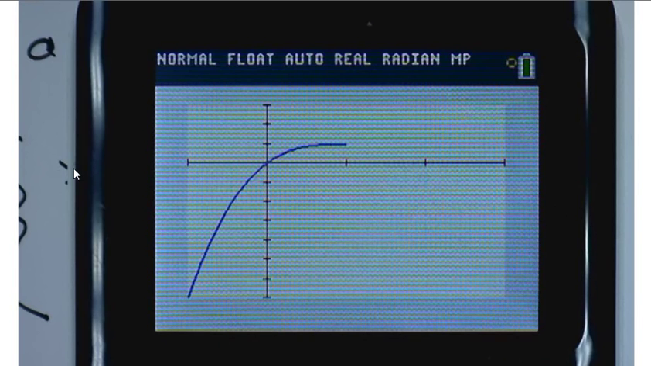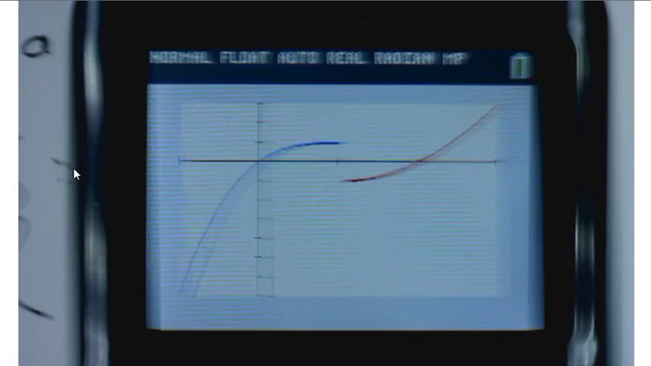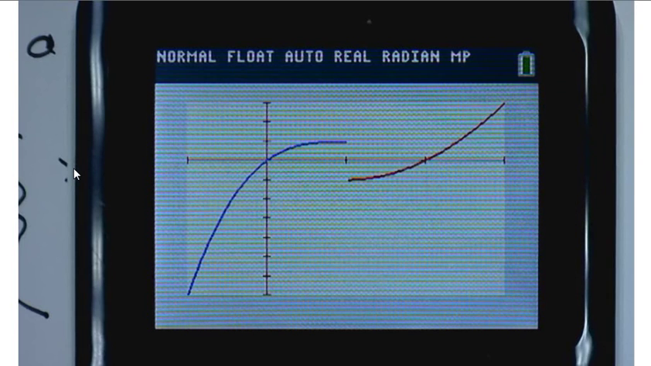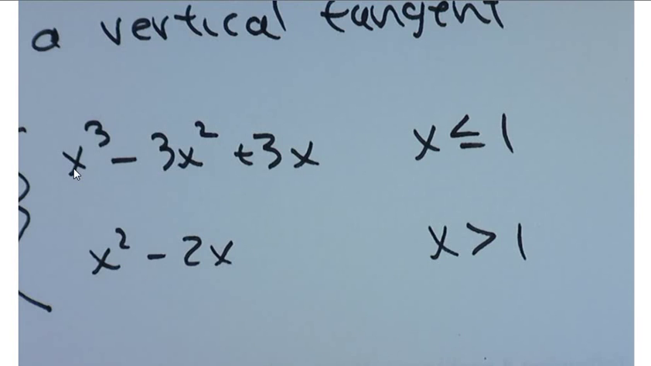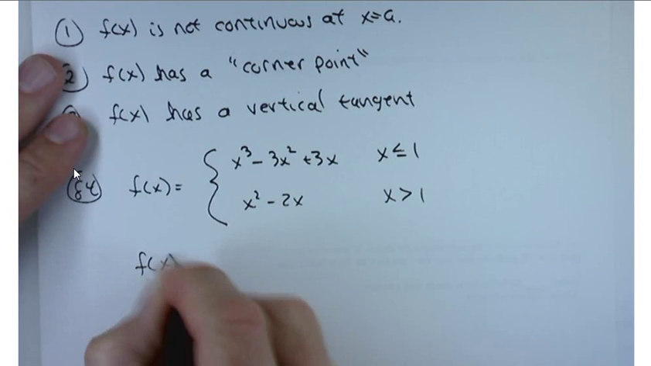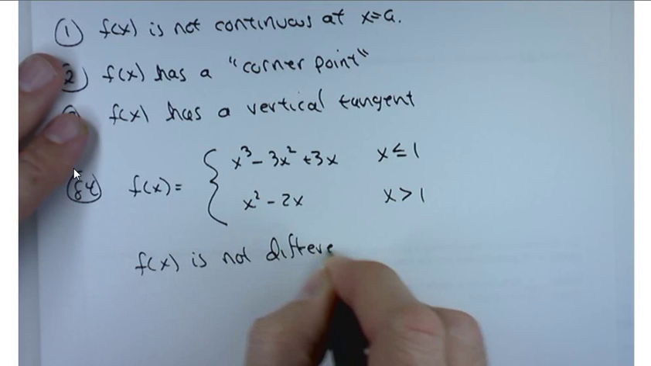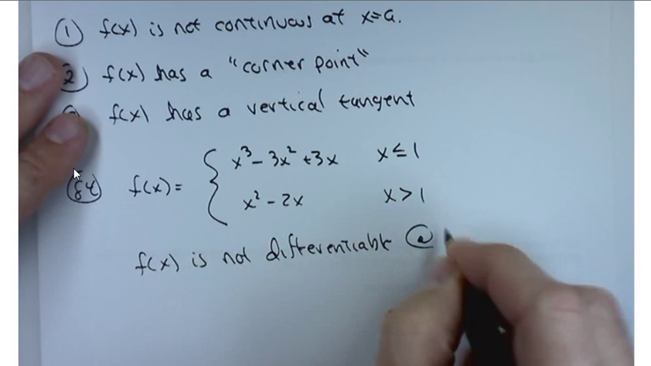Is this function differentiable everywhere? No. Where are we going to run into problems? At x equal 1, because the function is not continuous. So that was the point of this problem, to figure out if and where the function was differentiable. And it's not differentiable at x equal 1. So f of x is not differentiable at x equal 1.